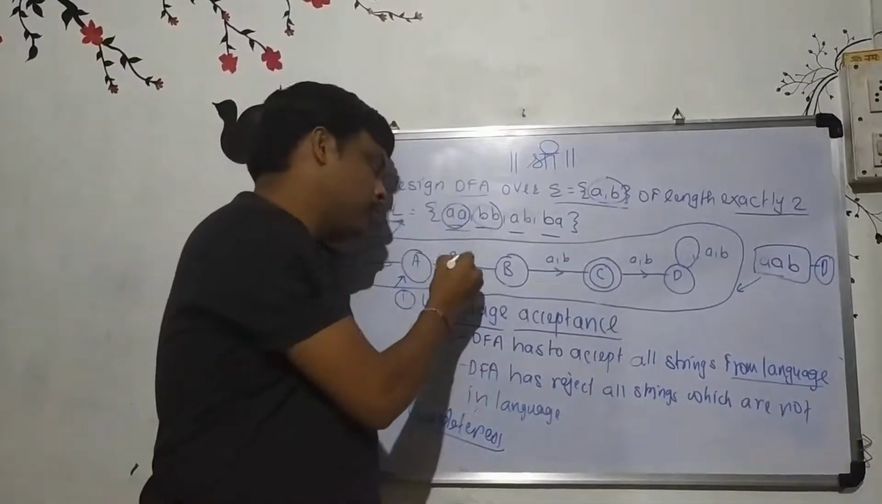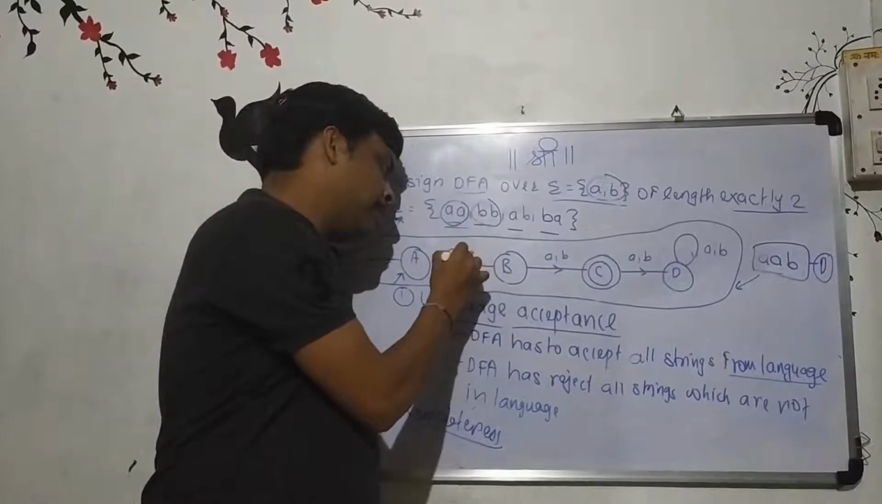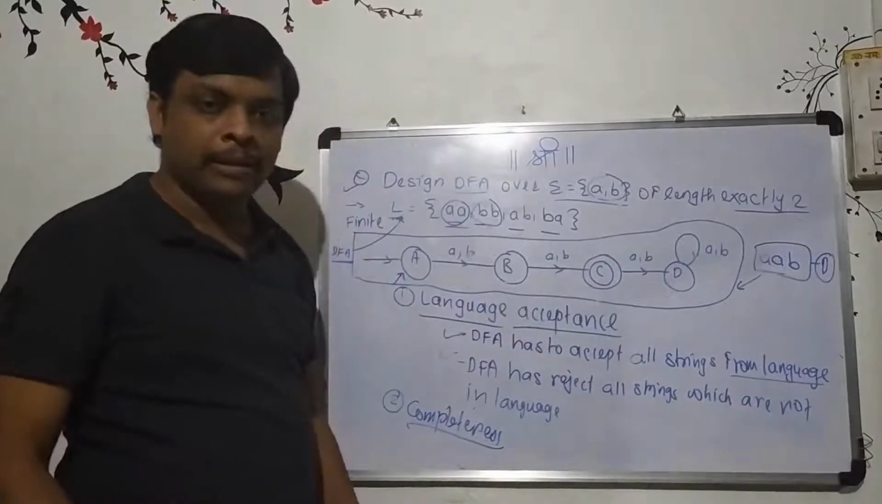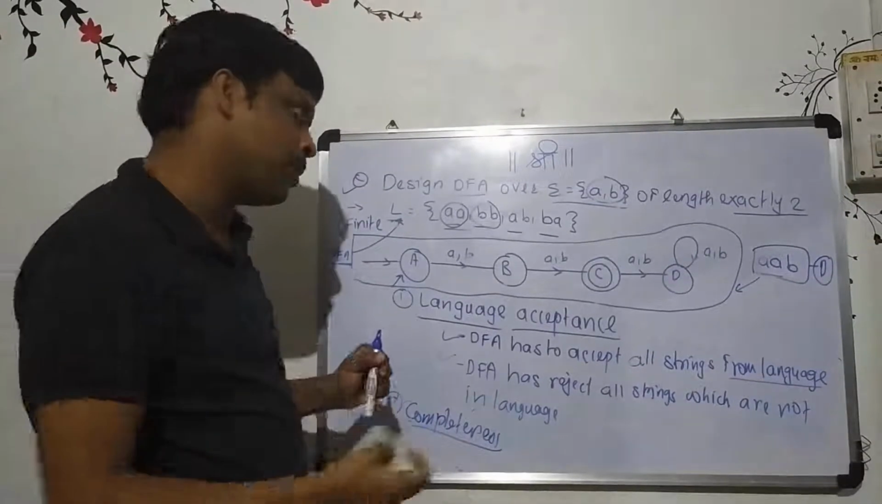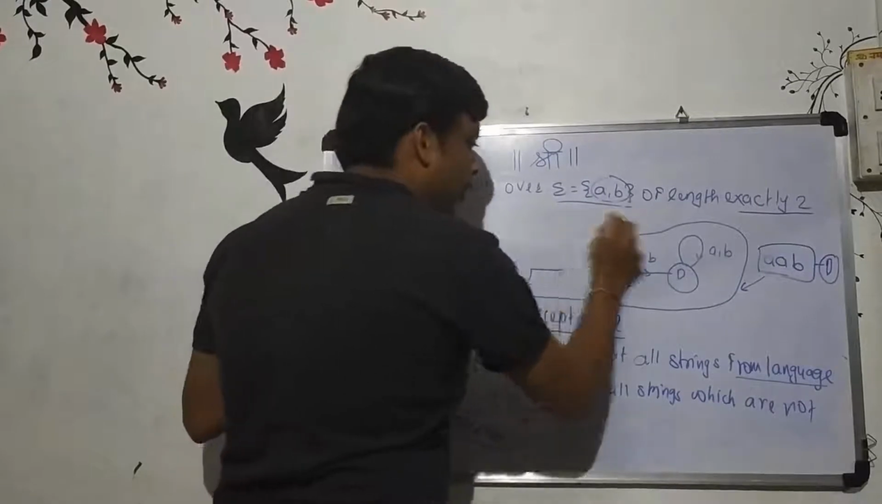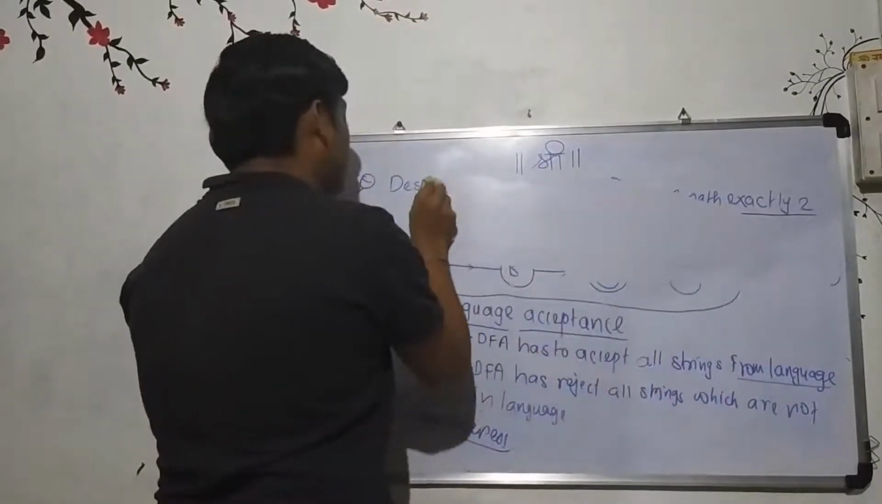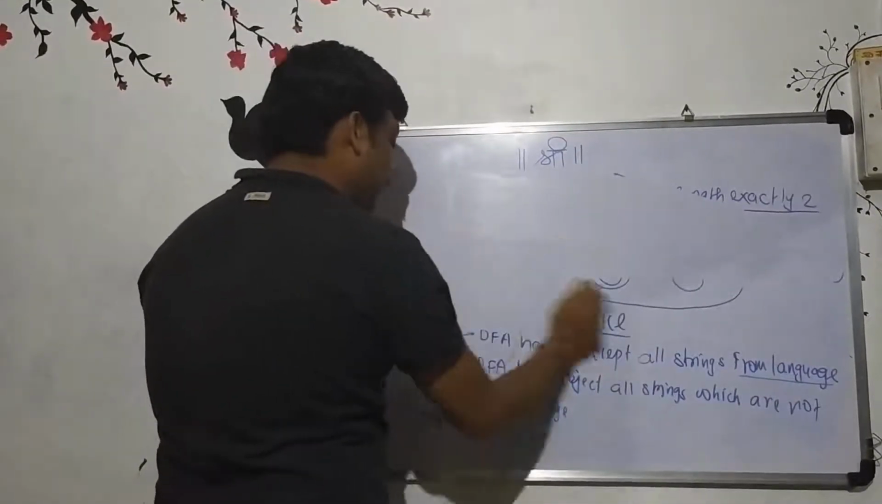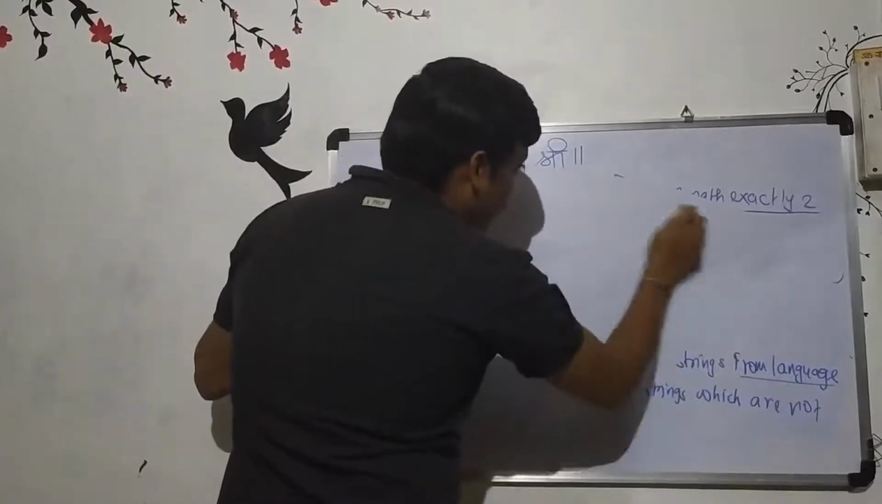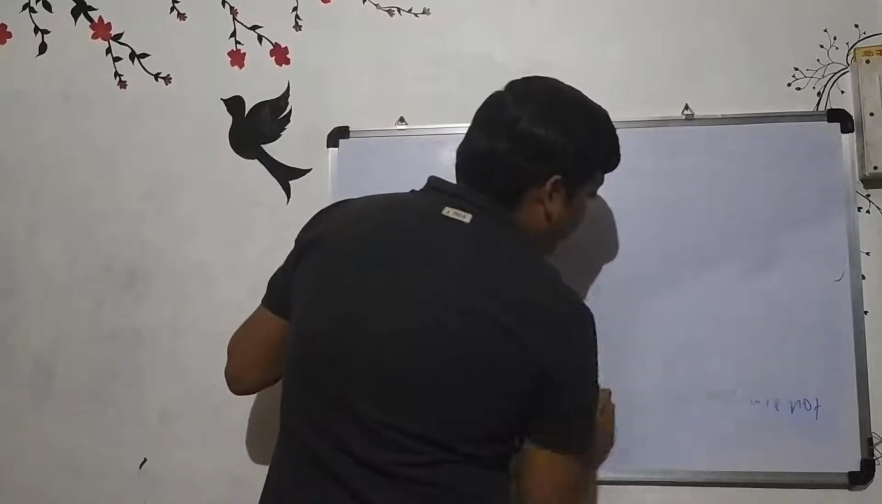Okay. So now I hope you are getting this particular point. Okay. So these 2 points, language acceptance and completeness, we have to remember. Okay. Now let us proceed with the next problem. Now we'll just discuss the next example. In the previous example, we designed DFA for length exactly 2.